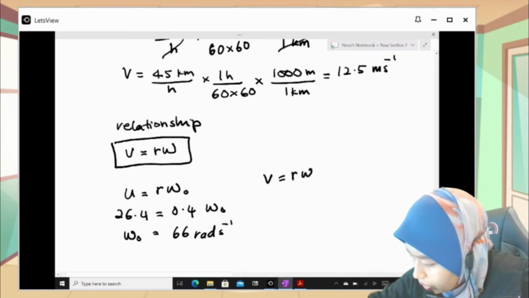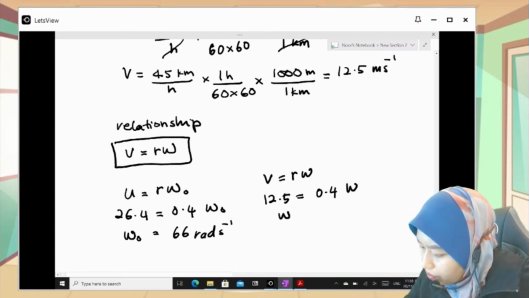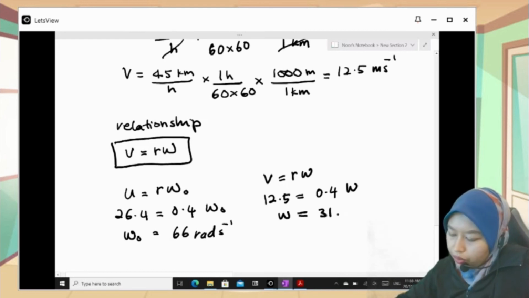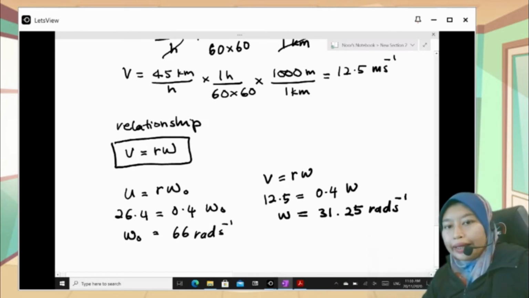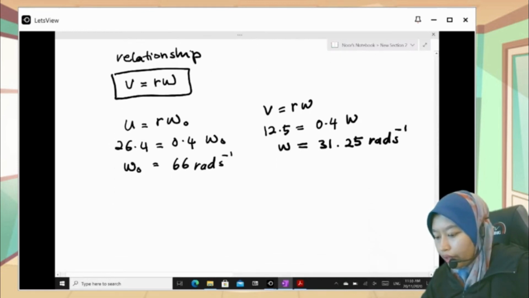Okay, V, so we got V is equal to R omega. So V is 12.5, R is 0.4, therefore omega is 31.25 radian per second. Whew. Okay, so now we've got omega naught and omega. What we're gonna do now is find the alpha.